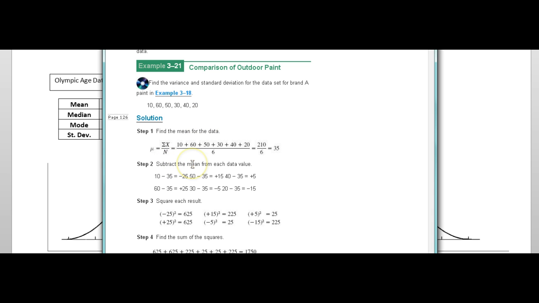We subtract the mean from each data value. So, here's this paint sample example that we did in class. We take 10 away from 35, and we get, in this case, negative 25, but right now, just don't worry about positives or negatives for the minute. Then we do the next one, 60, and the next one, 50, 30, minus 35, minus 35, minus 35, okay? And you're going to get a whole bunch of differences.